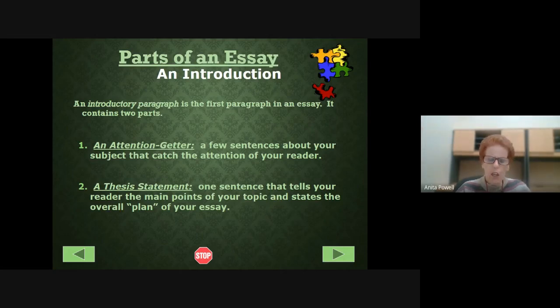Very broad. Then we move down to the thesis statement, what our essay is about. Your body is an incredible machine made up of cells, tissue, organs. Okay, so a thesis statement is one sentence that tells your reader the main points of your topic and states the overall plan of your essay.